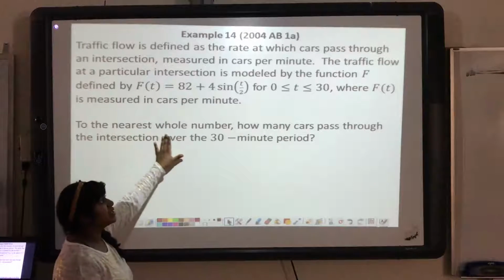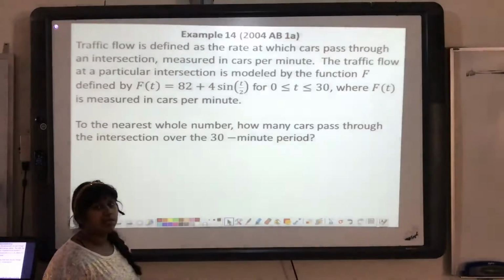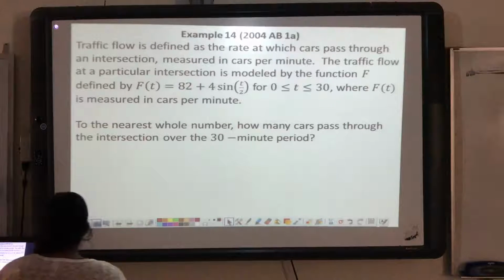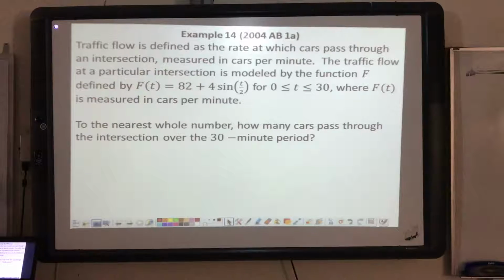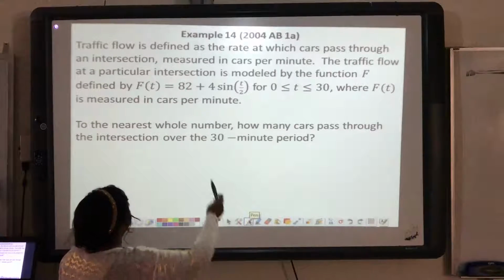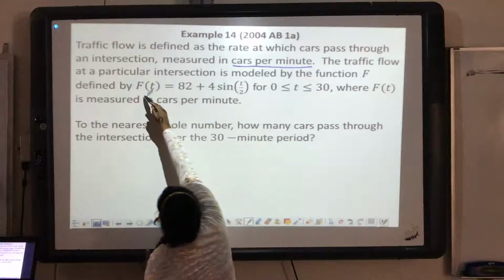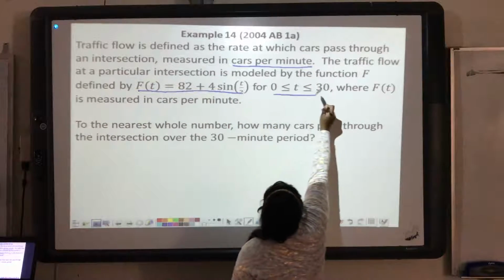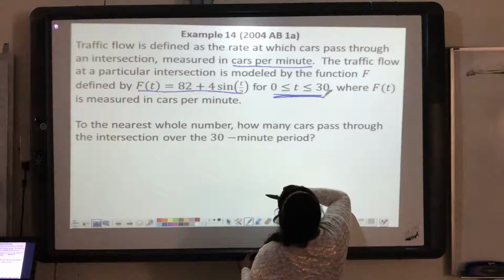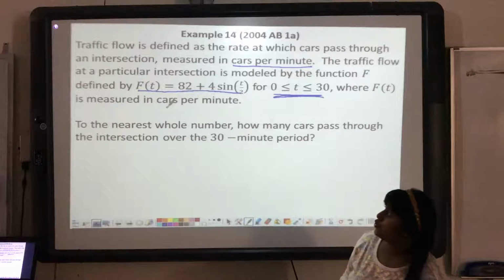Question number 1 says to the nearest whole number, how many cars pass through the intersection over a 30-minute period? Well, how would we figure this out? First of all, let's go ahead and look at what's happening up here. So what information is important in my word problem? Well, are my units important? Absolutely, that's important information. Is my function important information? Yes. And is my interval important information? Absolutely. Same units. Okay, so that's the important information we need today.